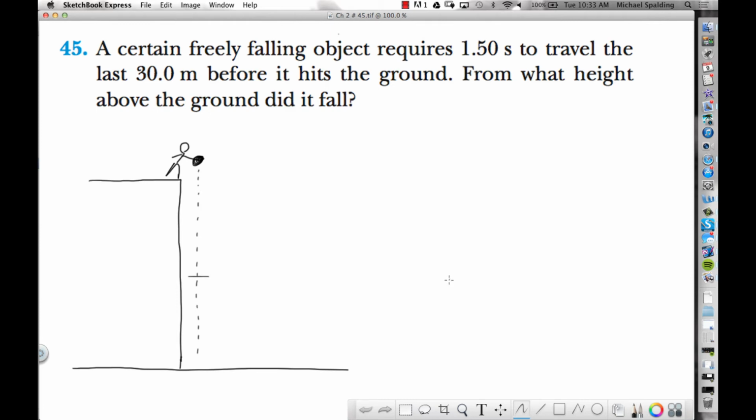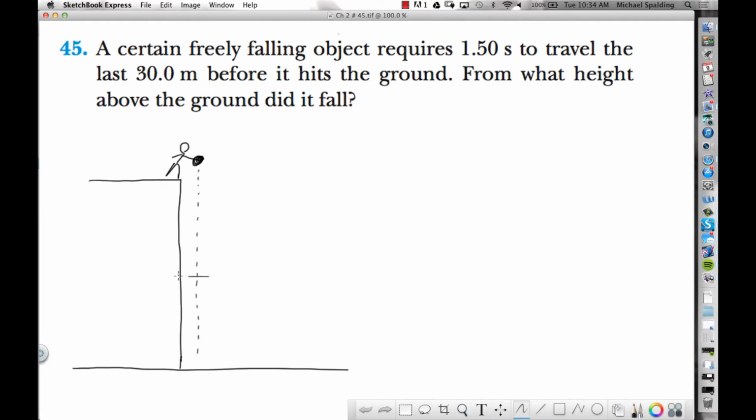All right, number 45. We have a ball. It says freely falling object, we'll just make it a ball. It requires 1.5 seconds to travel the last 30 meters before it hits the ground. From what height above the ground did it fall?